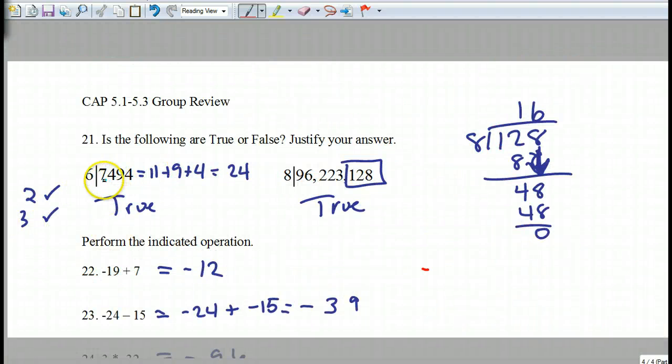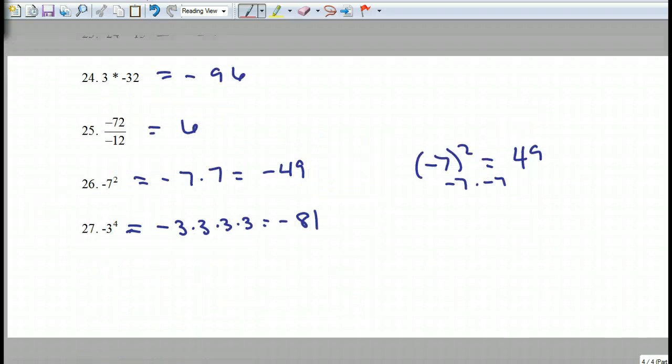6 goes into 74 and 94 because 2 and 3 both do. The last 3 digits is 128, and 8 goes into that, so that's true. And here's the rest of your answers here.